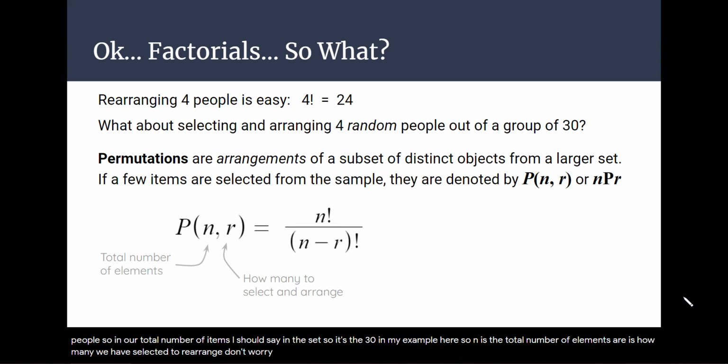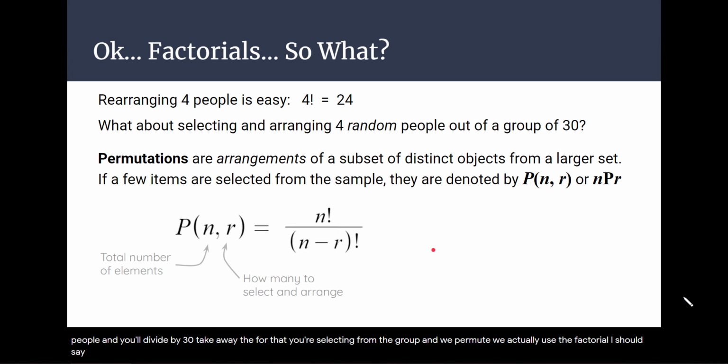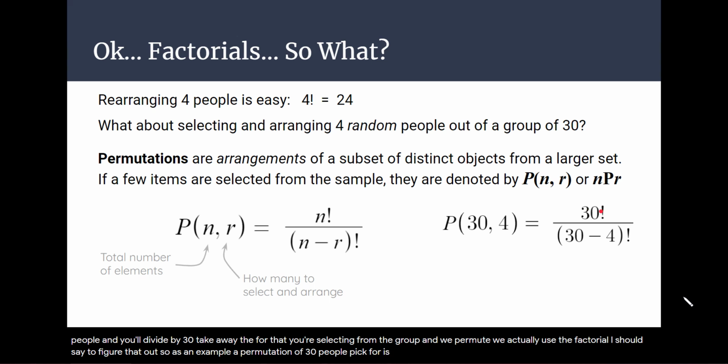And don't worry yourself too much with why this is the equation. It is this equation, and if you wanted to look it up, there are lots of explanations out there as to why this is the way that it is. But what you're going to do is take your 30 people, and you'll divide by 30, take away the 4 that you're selecting from the group, and we permute. We actually use the factorial, I should say, to figure that out. So as an example, a permutation of 30 people pick 4 is 30 factorial divided by 26 factorial.